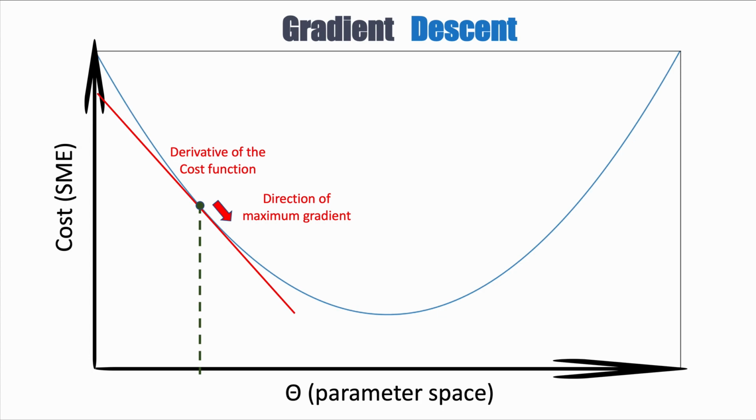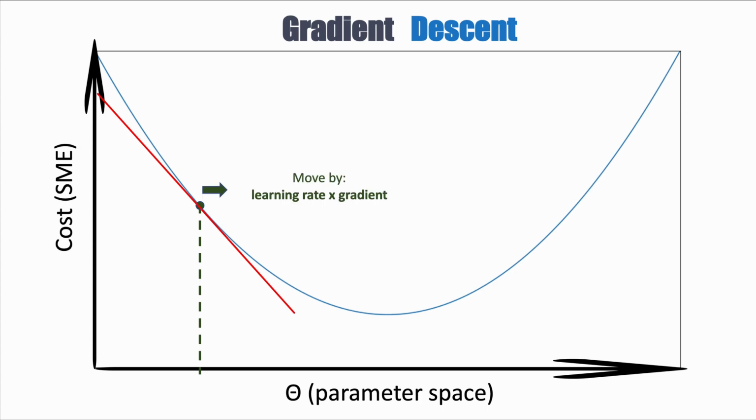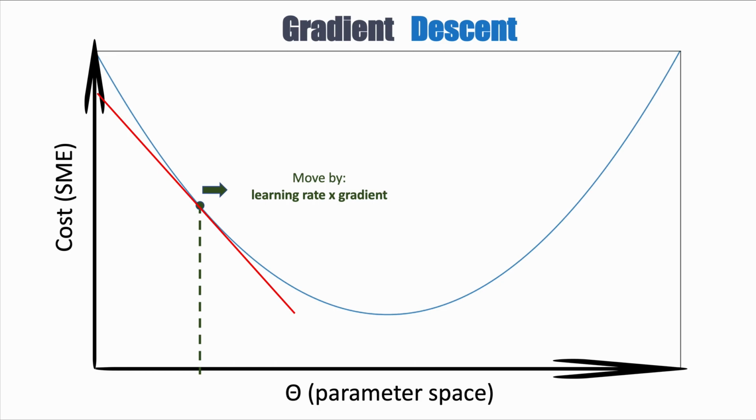That's why the algorithm is known as gradient descent. So we move by the learning rate times the gradient. The learning rate is known as a hyperparameter. It's something that you have to set as a machine learning expert once you start training your model. The learning rate is essentially a small number that will determine how big a step you will take between each batch of learning. So once we move by the learning rate times the gradient, we get another data point.